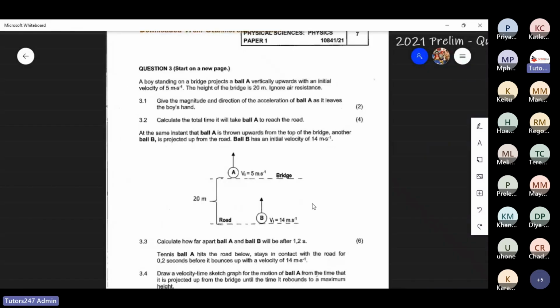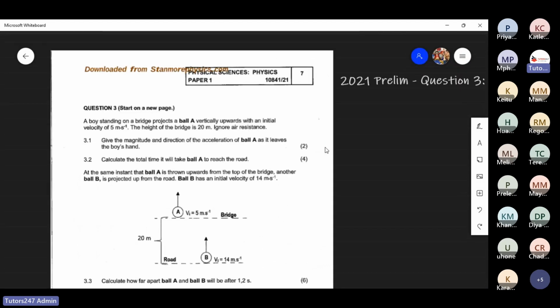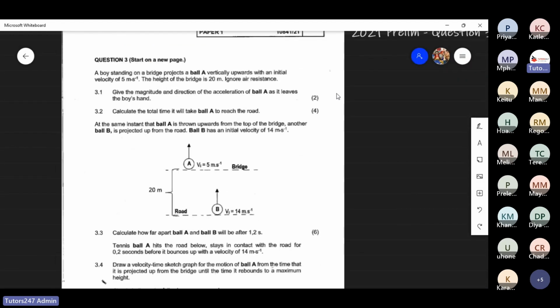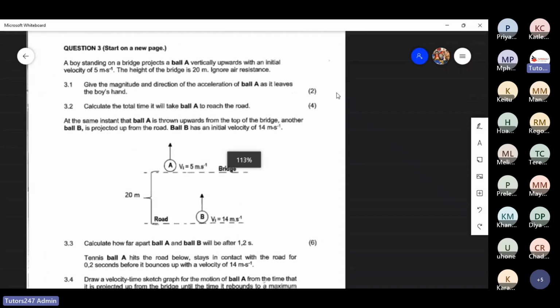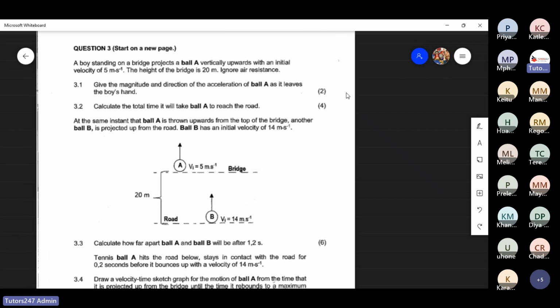So our first question from a 2021 prelim past paper is question 3. A boy standing on a bridge projects a ball, or more specifically ball A, vertically upwards with an initial velocity of 15 meters per second. The height of the bridge is 20 meters. Ignore air resistance. So let's highlight a few keywords or important facts from the statement.